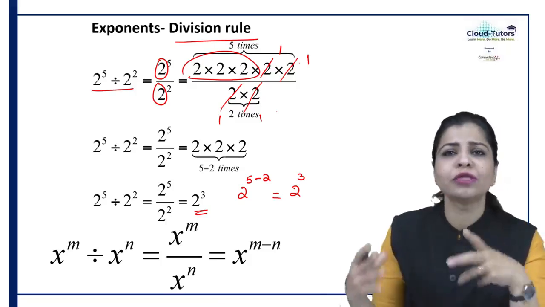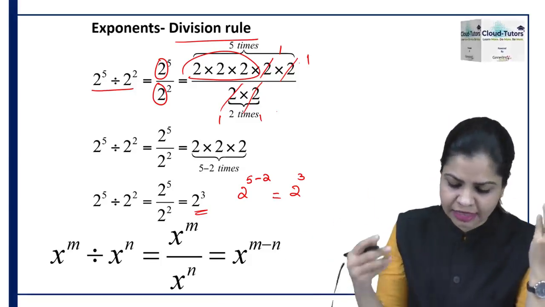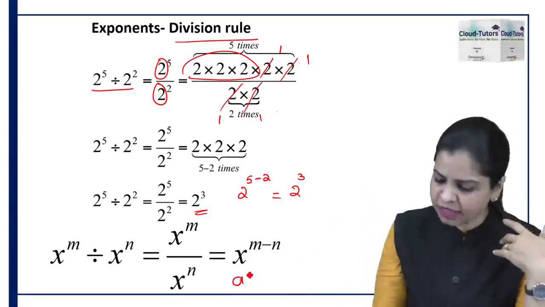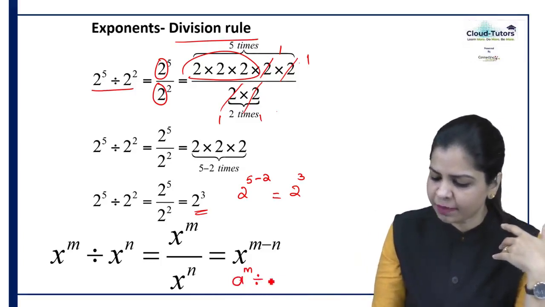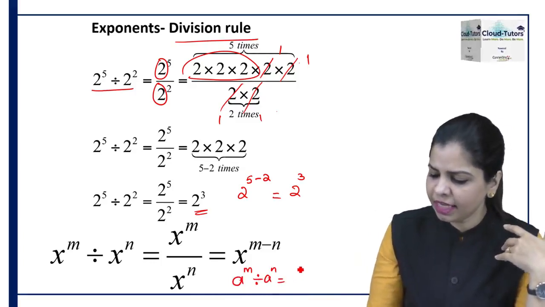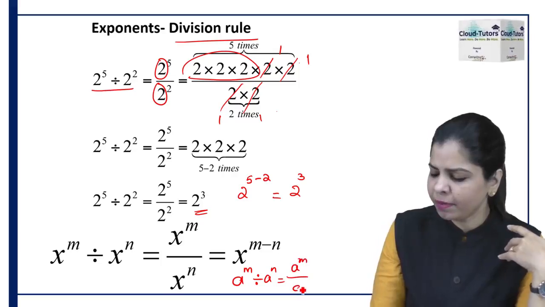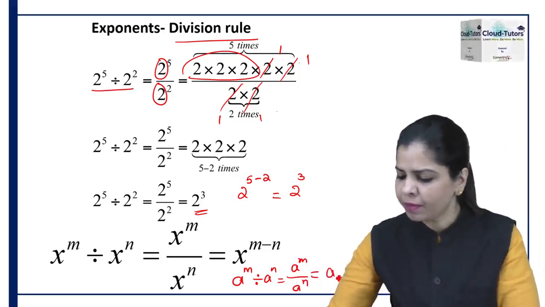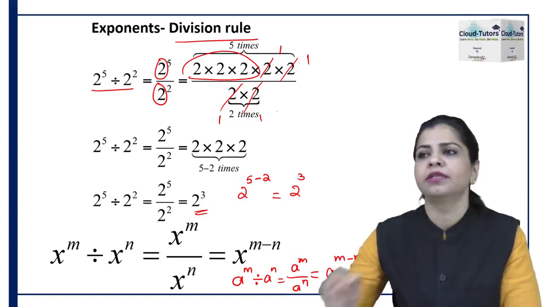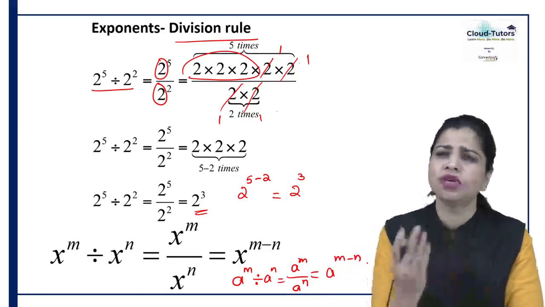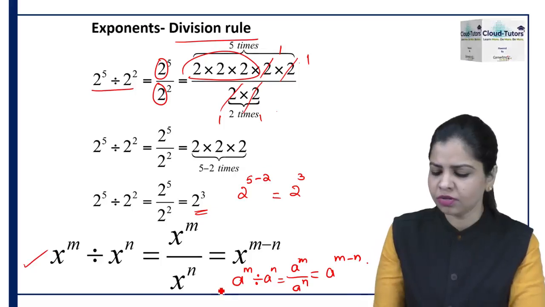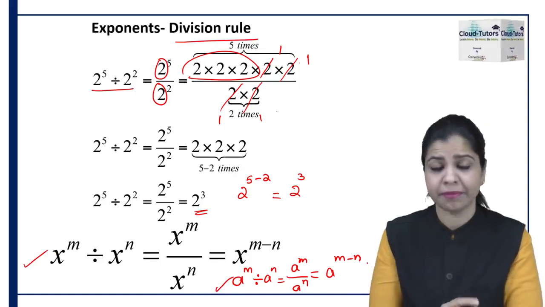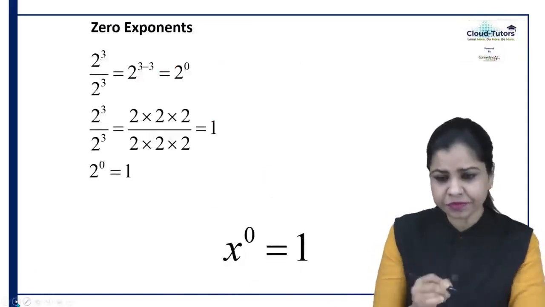You can either use the form of x, or as in some textbooks it is written, a power m divided by a power n is equal to a power m by a power n, which is equal to a power m minus n. So this is your answer. The choice is yours, which you want to use, this or this. Both are the same.